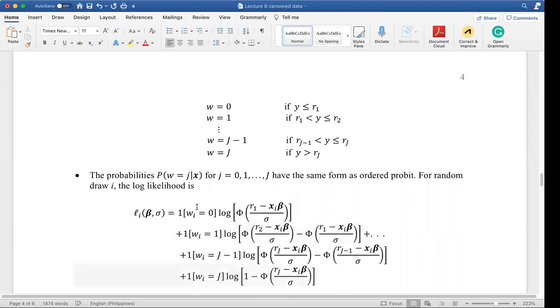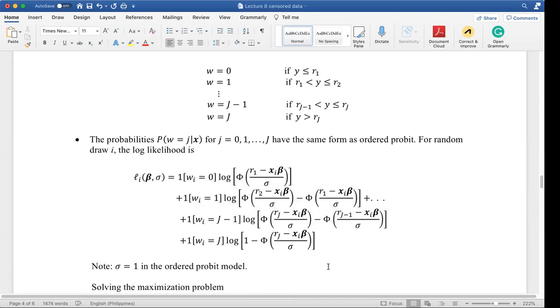Okay. So it would just have one term picked up, one term from the right hand side picked up for the log likelihood for observation i. Okay. So here you have the CDFs again. Okay. So you can just work through that.